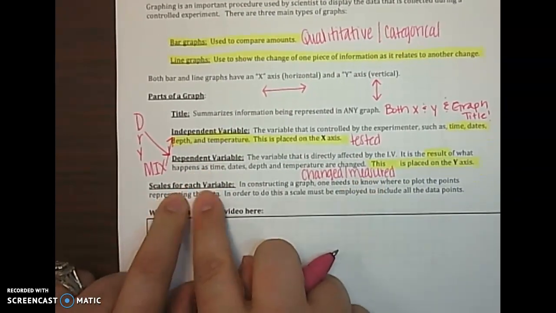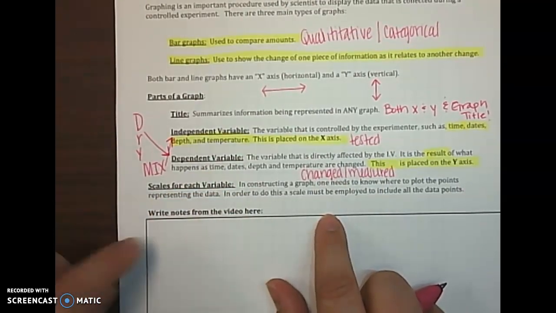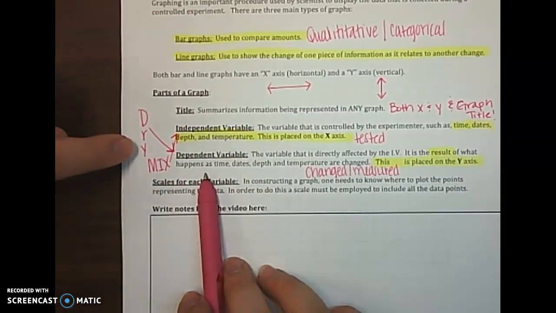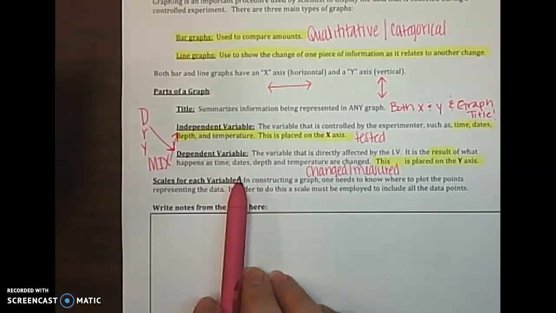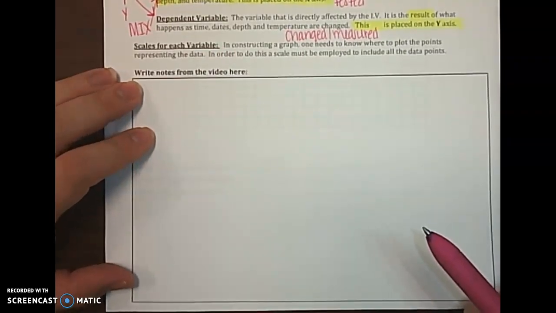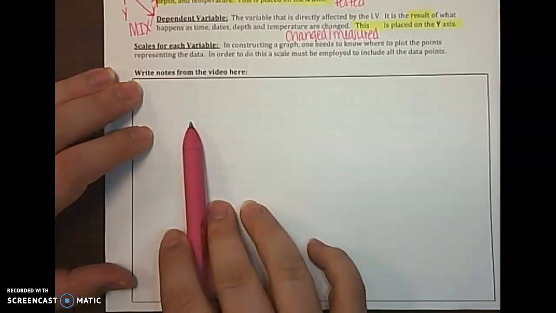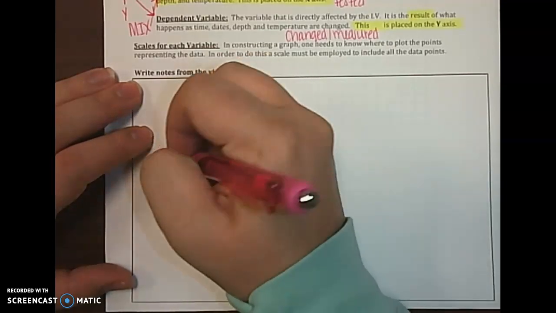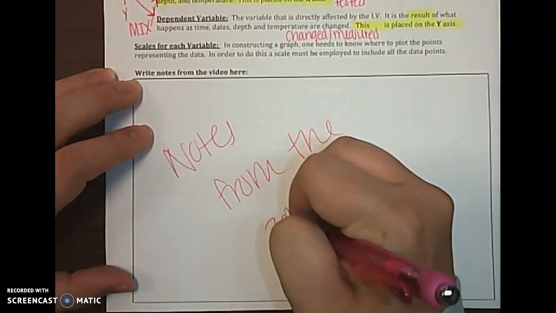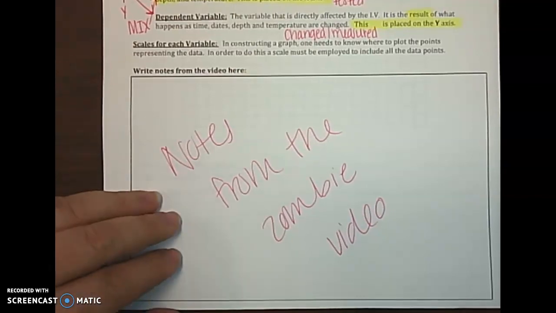Now, the scale of each variable is very important. Remember, we've talked about this throughout our graphing data, but you need to make sure that you understand what goes on the y-axis and how the scale goes on the x-axis. Now I want you to pause this and go watch the zombie video that explains the difference between the x-axis and y-axis, and when to use a line in a bar graph. So you're going to put your notes from the zombie video here.